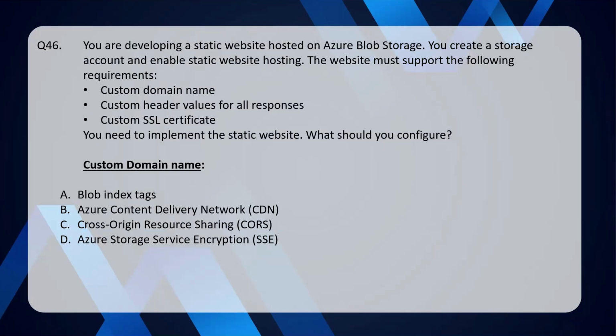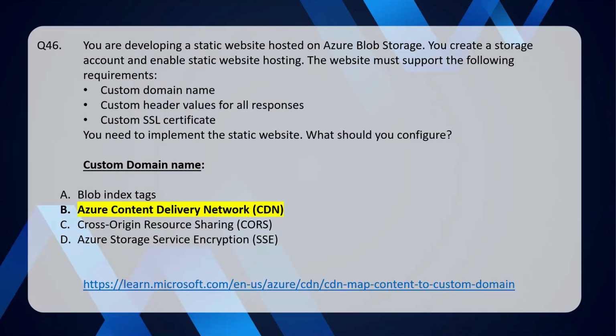Now friends, a static website hosted directly on Azure Blob Storage supports static file serving and optional custom error and index pages. However, Blob Storage static websites by themselves do not natively support custom SSL certificate, setting custom HTTP headers for all responses, or mapping a custom domain name with HTTPS. The solution is to place Azure CDN in front of the Blob Storage endpoint. Now the CDN can map custom domain to the blob endpoint.